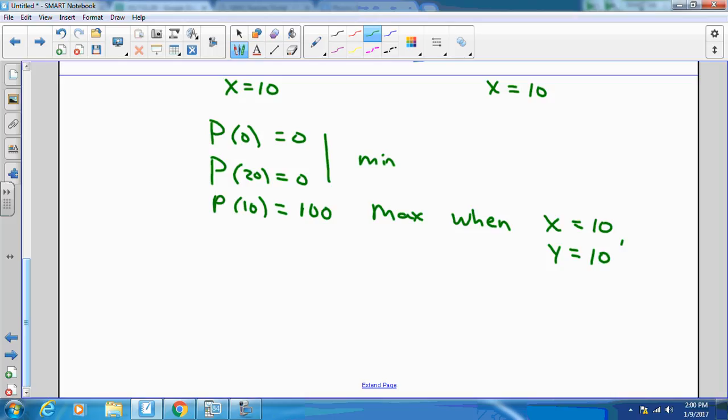What about here? Well, we have a min. But we have a min at two different points, or do we? If x is 0, what is y? Y is 20 minus x, right? But if x is 20, what is y? It's the same two numbers, I just switched their labels. It's the same two numbers, 0 and 20, that minimize. All I did was to change the labels on it.